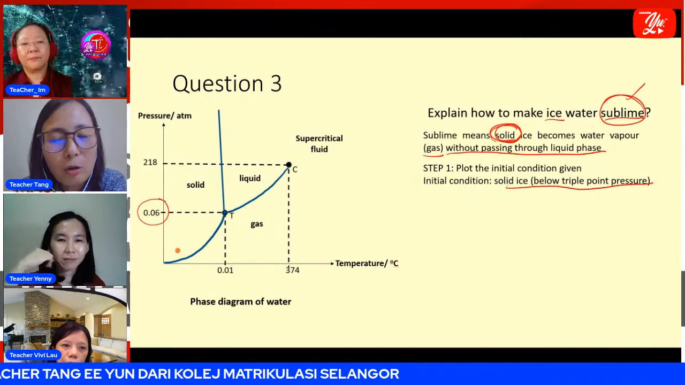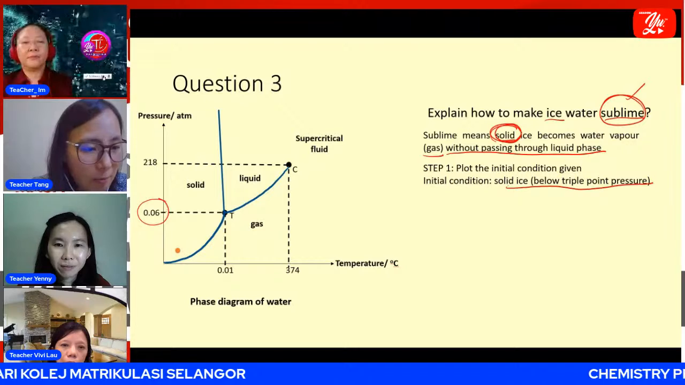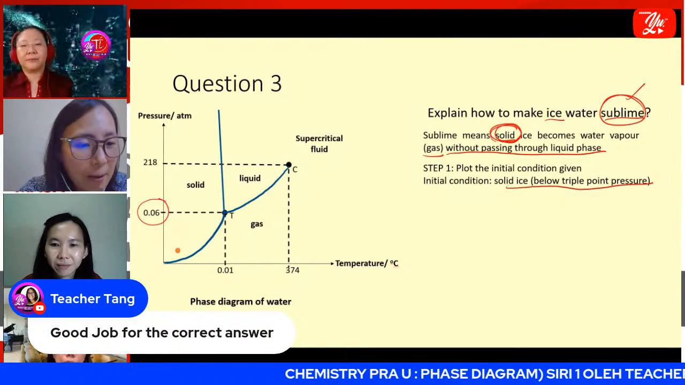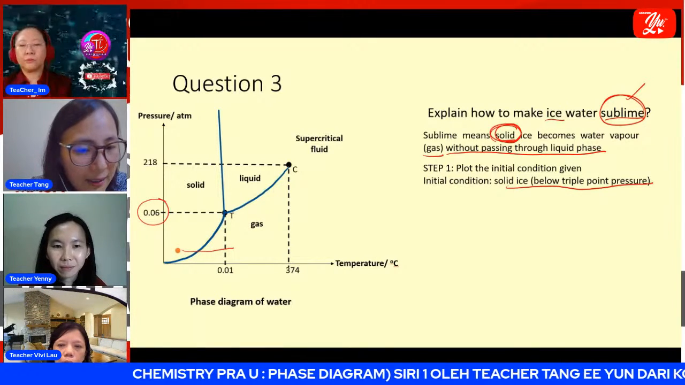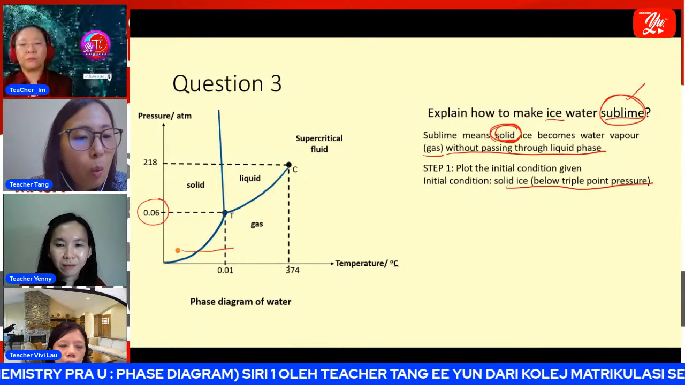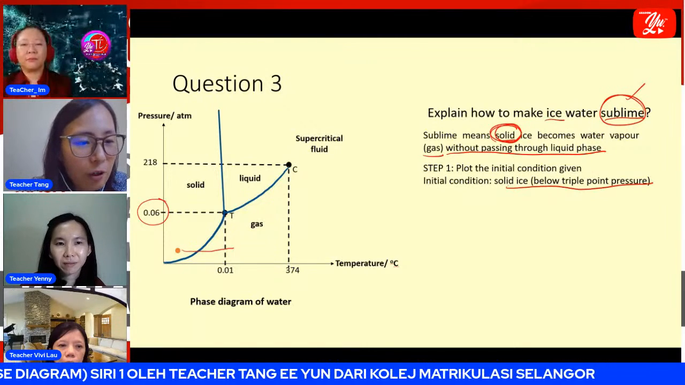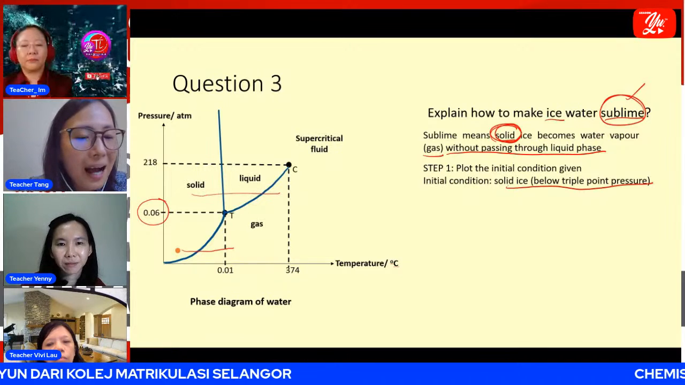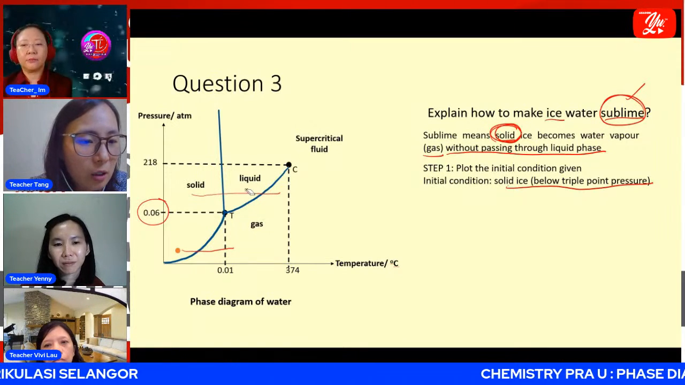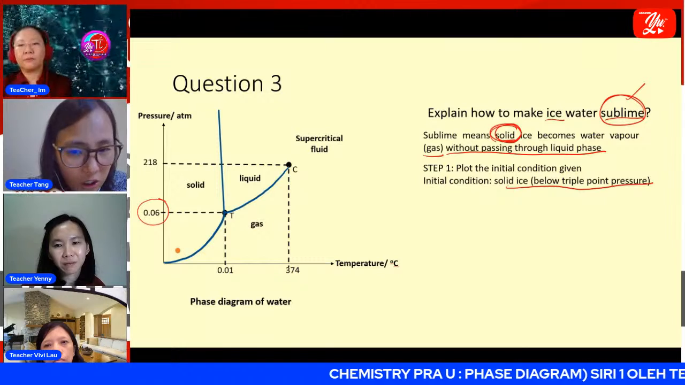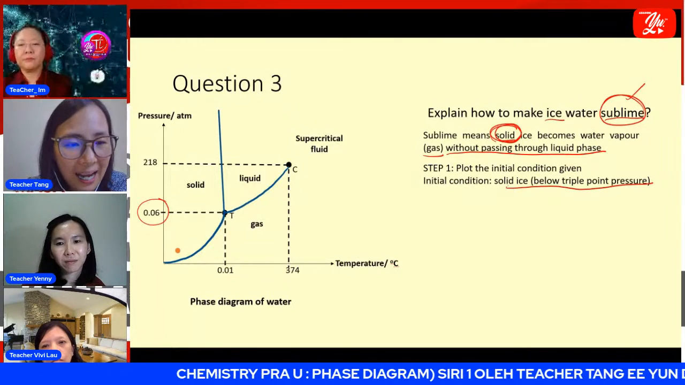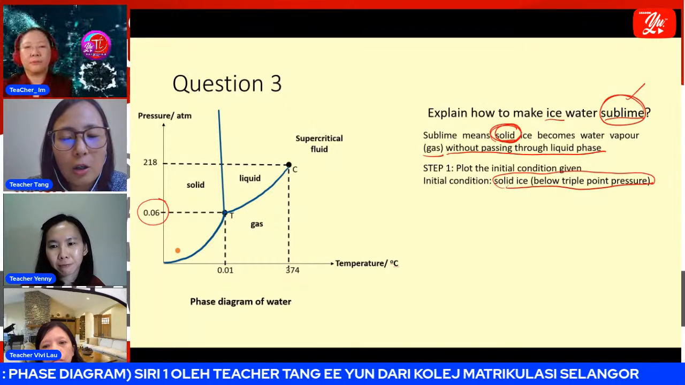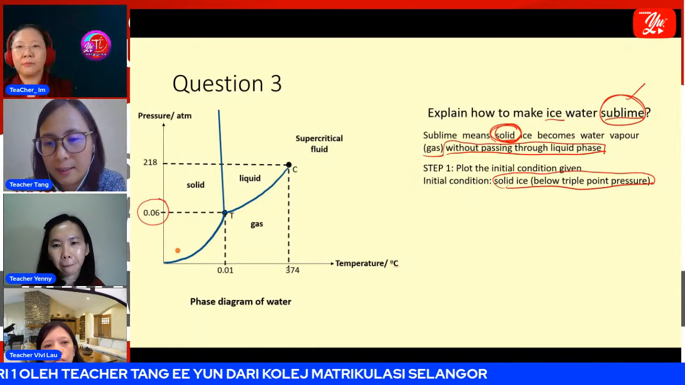So why must it be below triple point pressure? It is because if below triple point pressure, then the solid ice can sublime to become gas or water vapor without passing through liquid phase. If you are having any point above triple point pressure, then it will pass through liquid phase. So because of that, your initial condition must be the solid ice below triple point pressure in order not to pass through liquid phase.